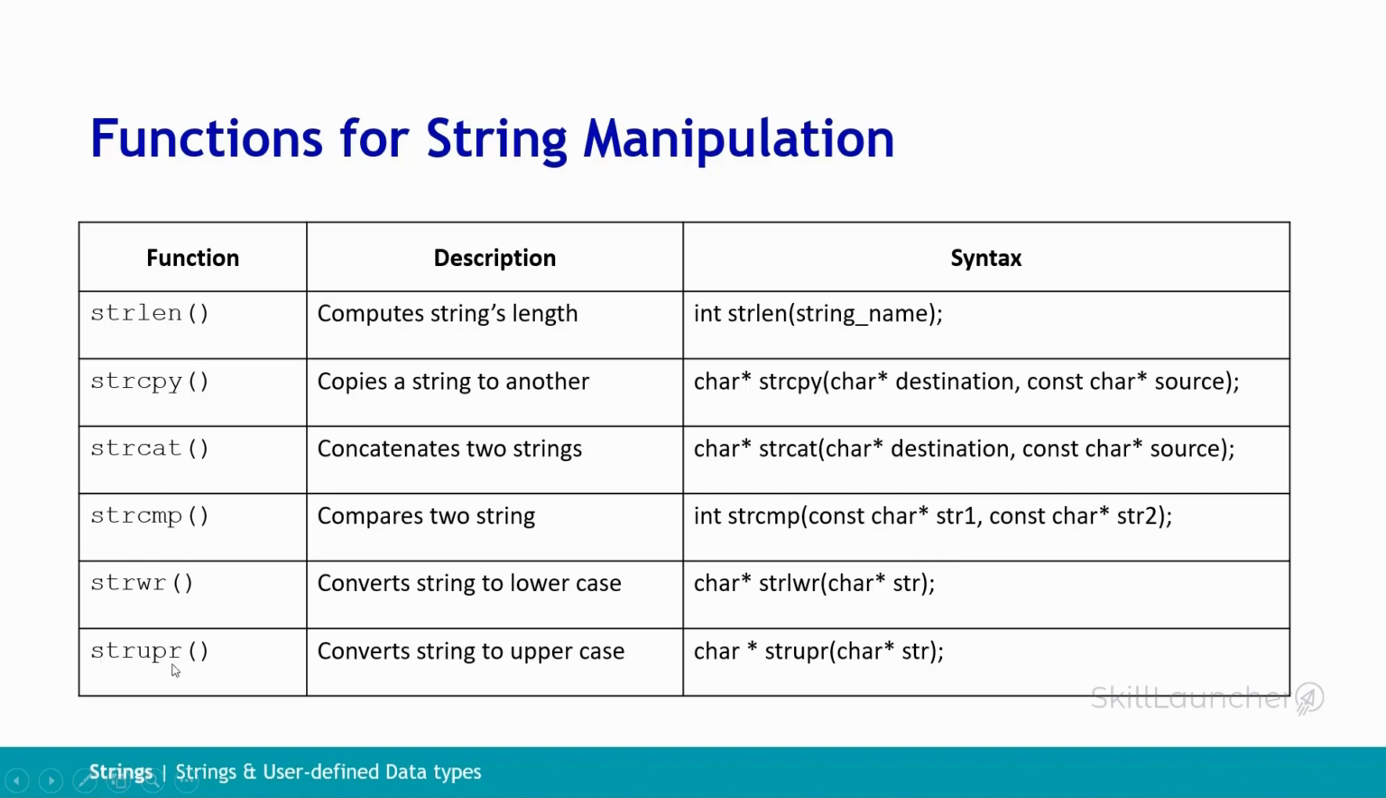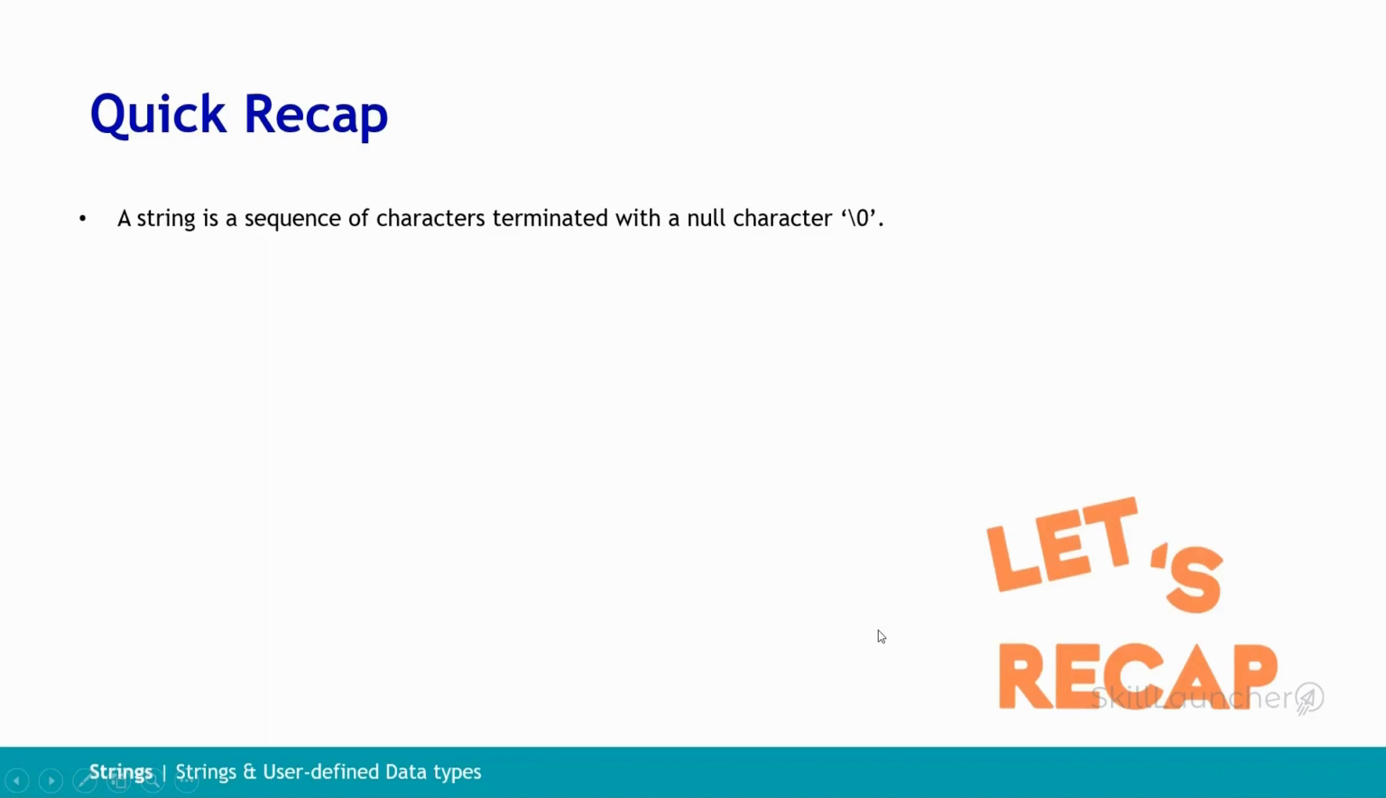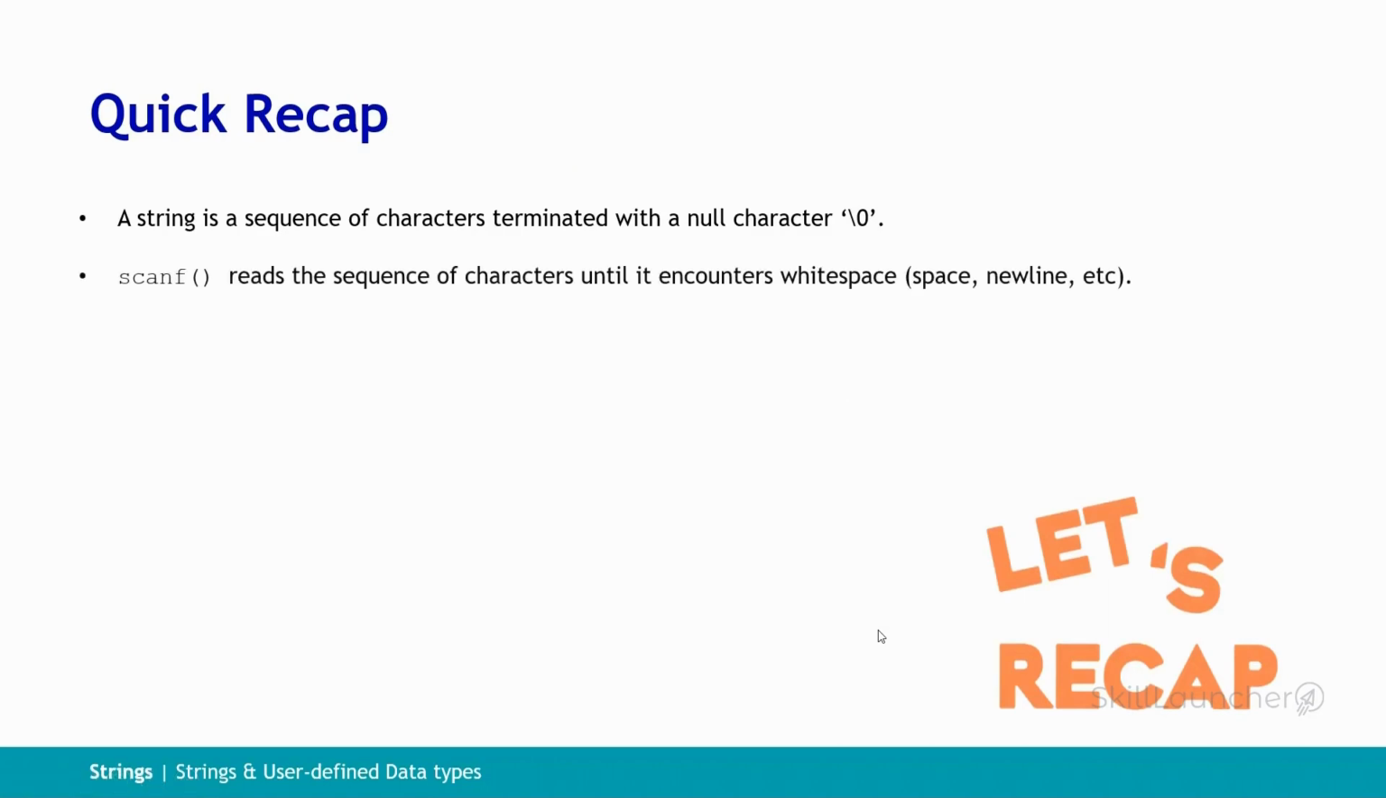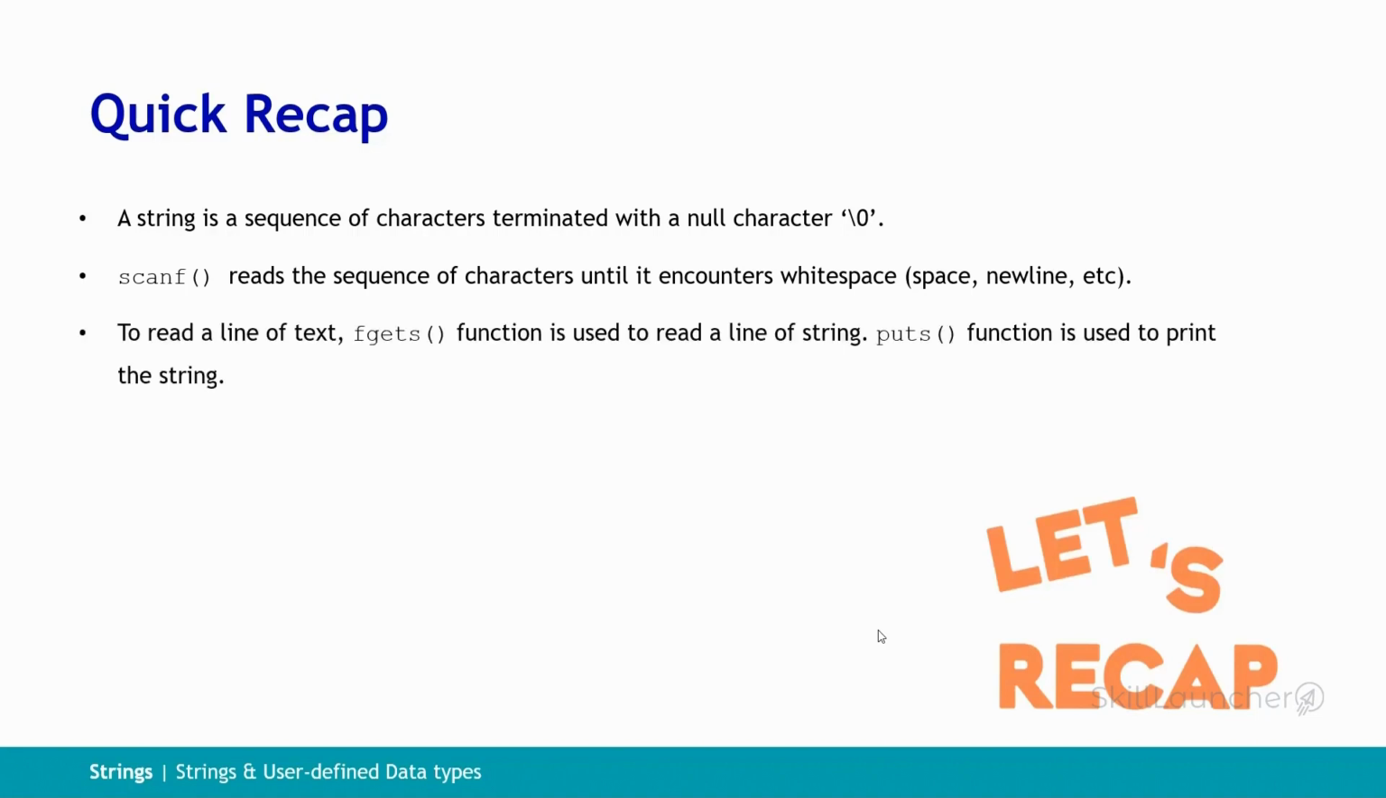strlwr and strupr are used to convert string to lowercase and uppercase respectively. Both of them take a single parameter, that is the string name. Let's have a quick recap. A string is considered as a sequence of characters terminated with a null character. Scanf reads the sequence of character until it encounters white space. So the solution for this is using fgets function to read a line of string from the user, including the white spaces. And puts function is used to print the string.